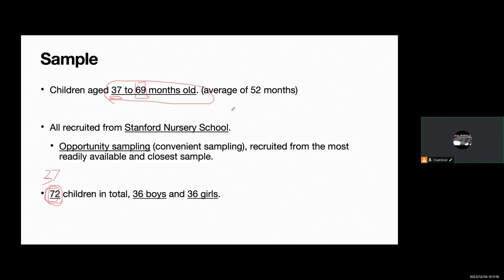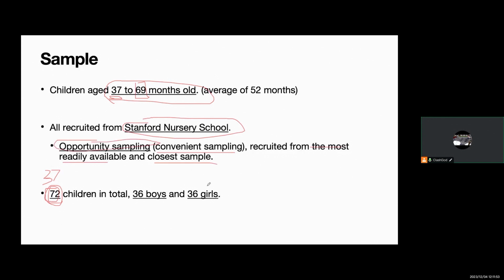Its average is hard to memorize, but children aged 37 to 69 months old. And where did they come from? They all came from Stanford Nursery School. And this is also pretty easy to memorize. Stanford Nursery School. And because it's from Stanford Nursery School, and this study I think was conducted in Stanford, I'm not 100% sure, but it was close to Stanford, if not at Stanford. So because it's convenient sampling, it's recruited from the most readily available and closest sample, the easy sample of children. So it is opportunity sampling.